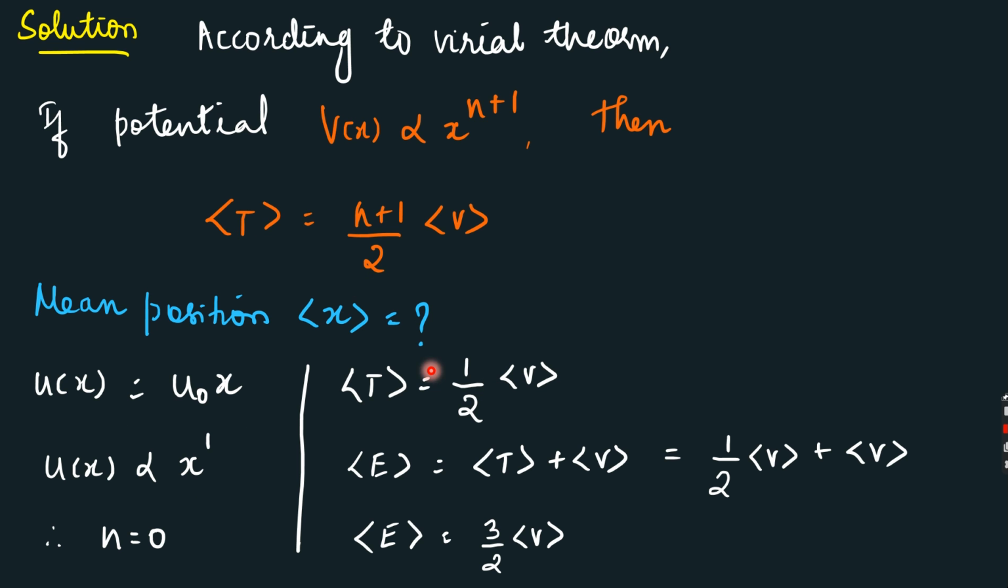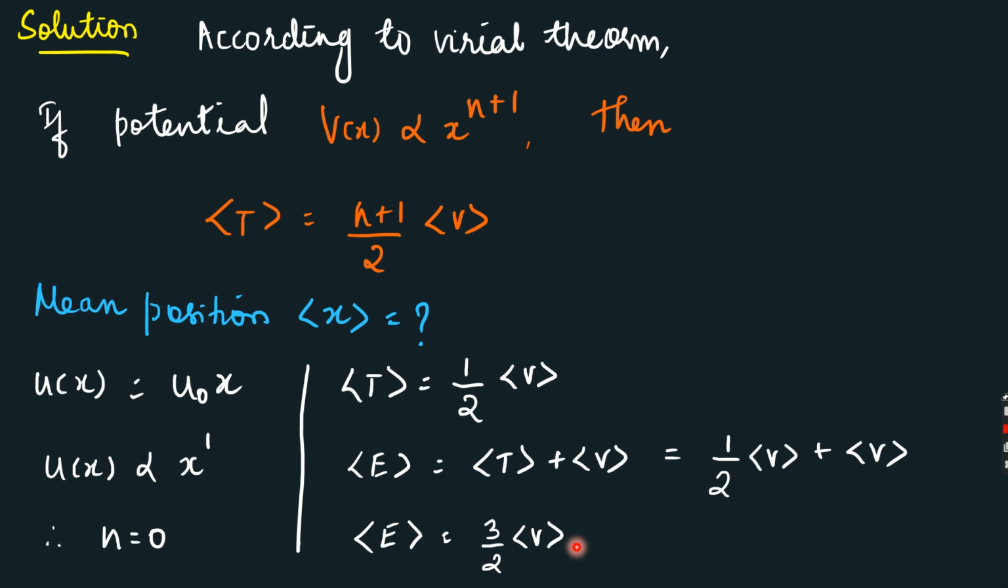So here if we compare it with x power n plus 1, n will be 0. So now your T will be half into V, and the total energy will be T plus V, which is half into V plus V. E is equal to 3 by 2 V. Okay, so you have found energy over here, but you need to find the expectation value, right?